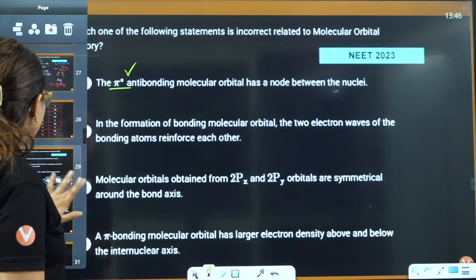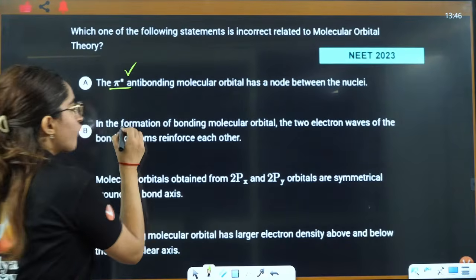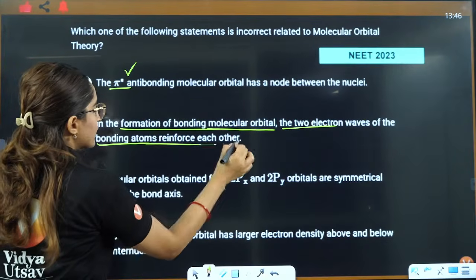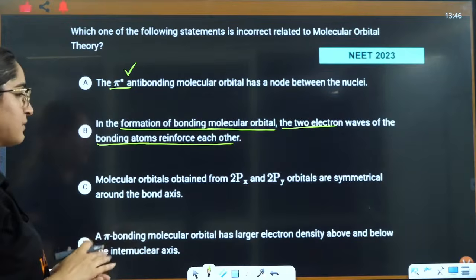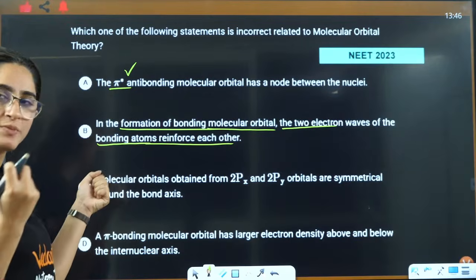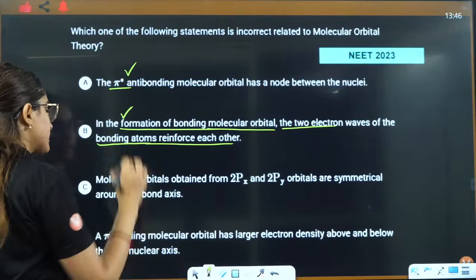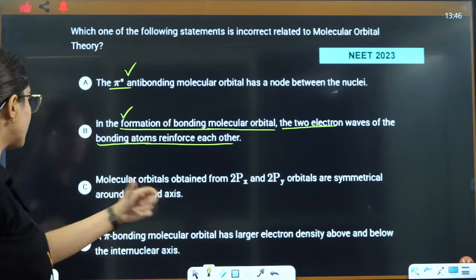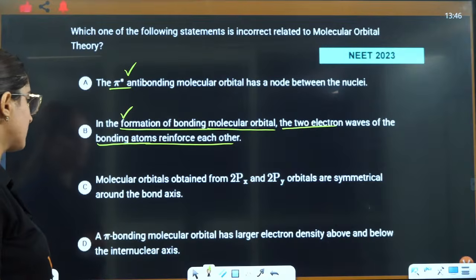That is absolutely correct. In the formation of a bonding molecular orbital, the two electron waves of bonding atoms reinforce each other. Yeah, they will add on. Reinforce means they will get added up. That is also correct. Molecular orbital obtained from 2px is obtained symmetrically around the axis.